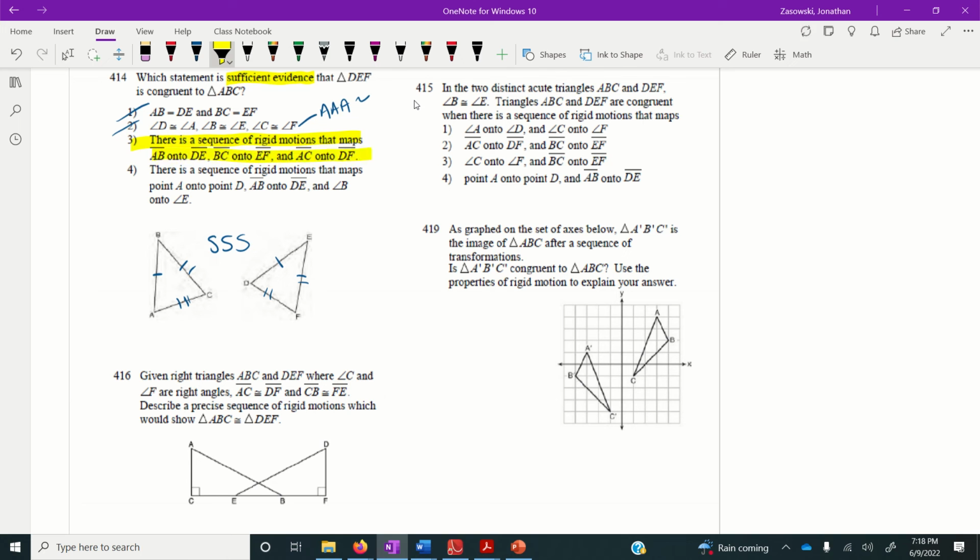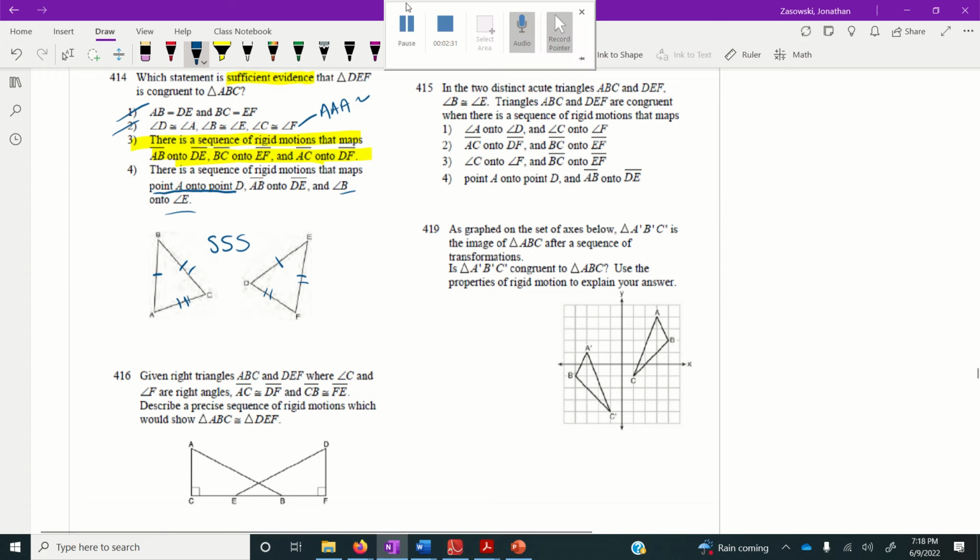If you look at number 4, the reason why we wouldn't choose this one is because it refers to points instead of angles. So we really would like this to say angle instead of point here.